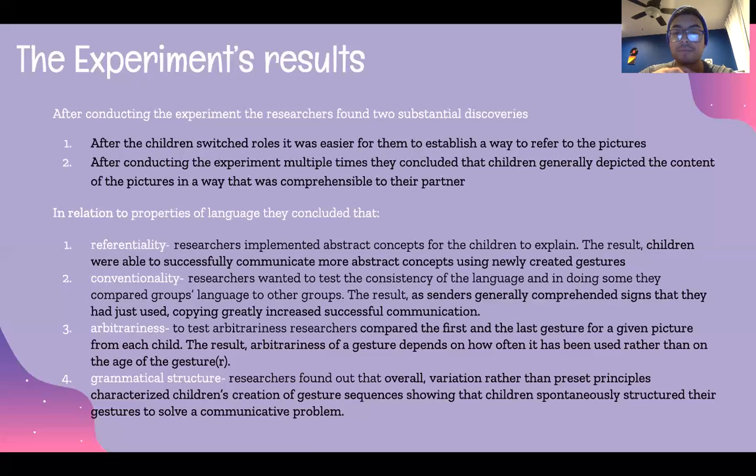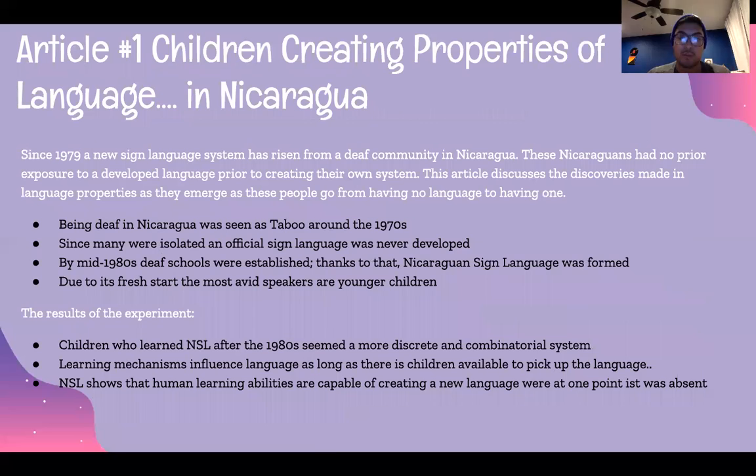And arbitrariness, they compared the first and last gestures for a given picture from each child. The result: the arbitrariness depended on how often a gesture had been used rather than the age of the gesture or the gesturer. In grammatical structure, researchers found that overall variation rather than present principles characterized children's creation of gesture sequence, showing that children spontaneously structure their gestures to solve a communicative problem. So that's it for this experiment, and we'll talk about our 3 articles moving forward.